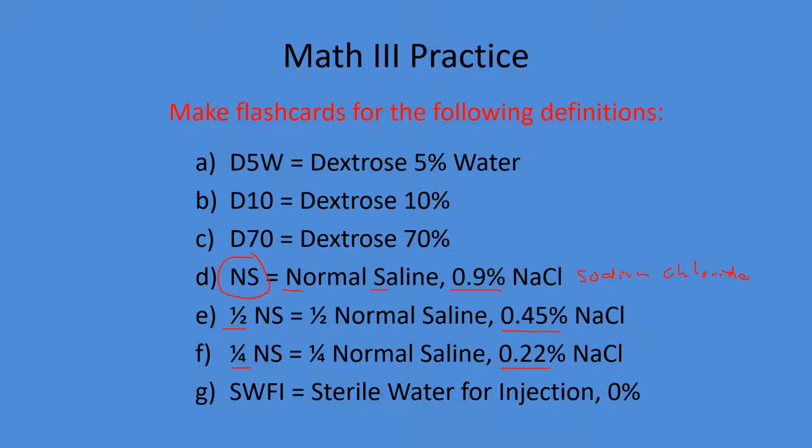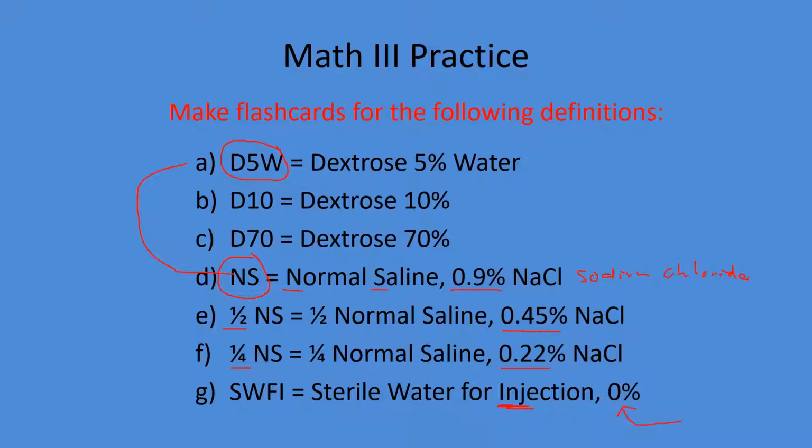Water, how much stuff is in water? There better be nothing, right? No drugs, no salt, no nothing, just water. So it's 0% stuff, 100% water. And then D in this case stands for dextrose. So the two most common IV solutions are D5 and NS. They are balanced with your blood and they will not damage your blood.